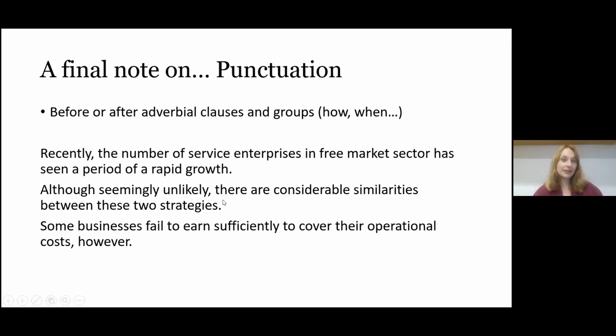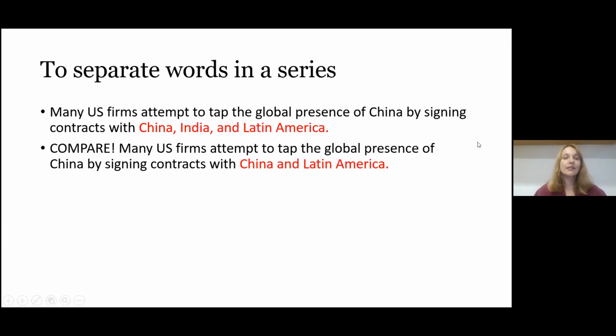Although seemingly unlikely, but I think it's similar to Russian. Some businesses fail to earn sufficiently, however. So don't hesitate to put a comma after the words and clusters of words and clauses, meaning how, when, and so on. And my favorite task is putting a comma with and.